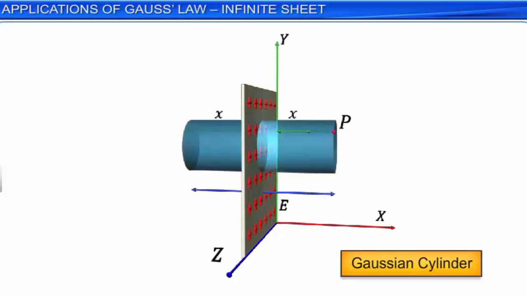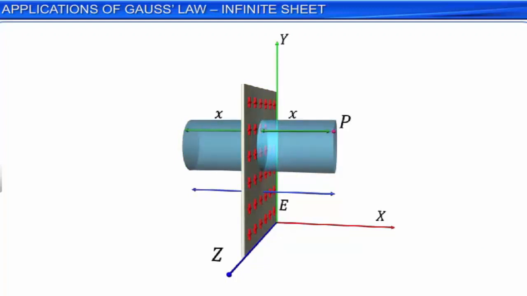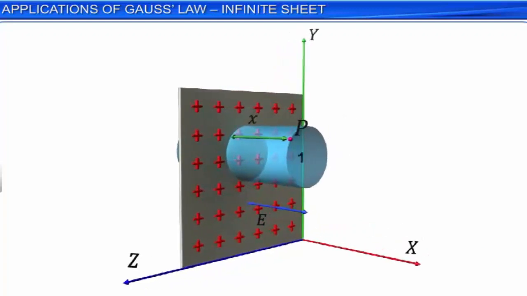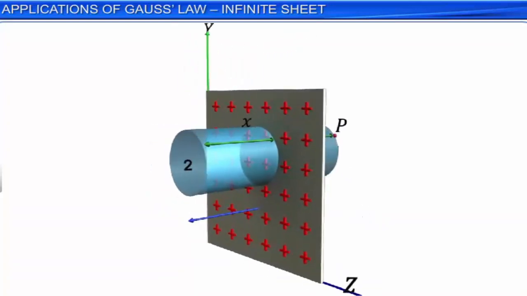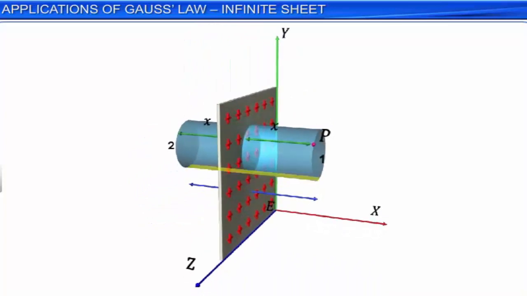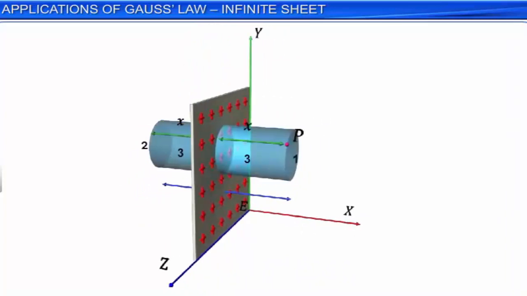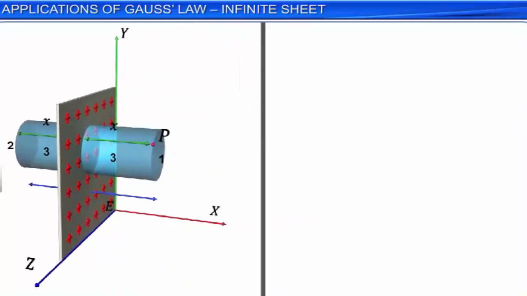Let the plane circular faces of the cylinder be marked as 1 and 2, and the curved surface of the cylinder be 3. The total electric flux, phi, through the Gaussian cylinder is the sum of the electric flux, phi 1, phi 2, and phi 3 respectively, of the Gaussian cylinder. Let this be equation 1.